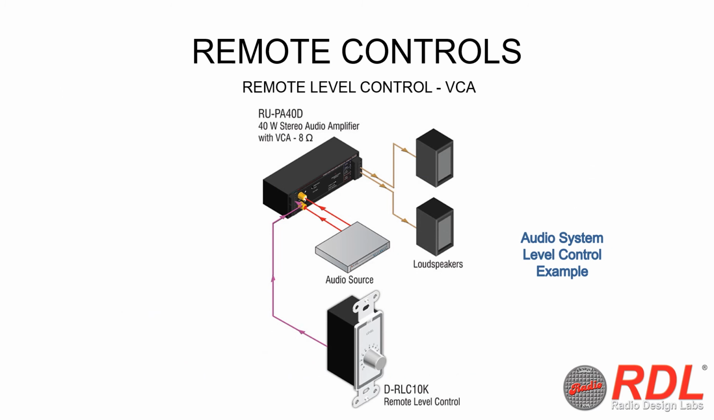The first remote control I'll review is for level or volume control. Most manufacturers traditionally design their products using audio taper pots or volume knobs that directly raise or lower the audio signal levels. RDL offers a superior method through a circuit called Voltage Controlled Amplifier or VCA. Like volume knobs, VCAs are typically used to adjust audio signal levels for a range of needs from the input of a single device such as an audio recorder to the overall volume level of a sound system. A VCA may be a standalone module or a component built into a particular device such as a mixer or amplifier.